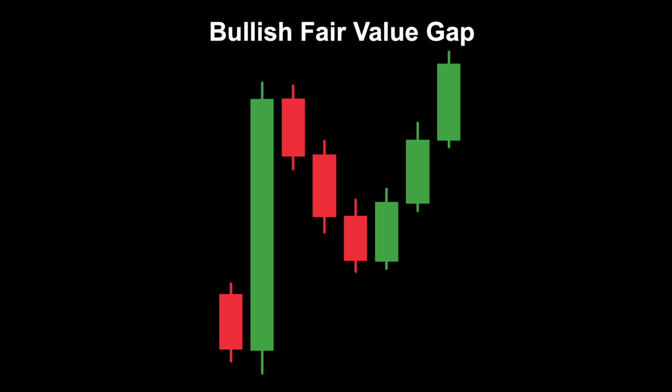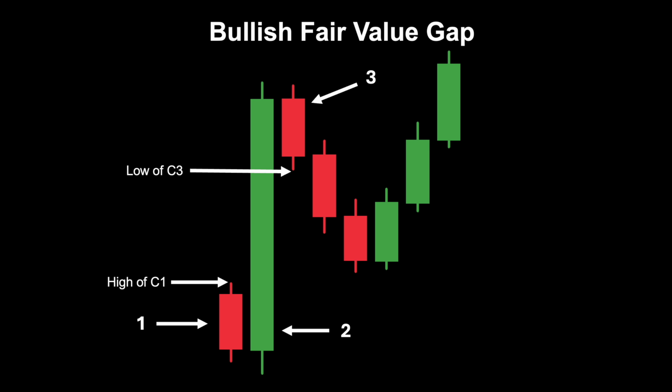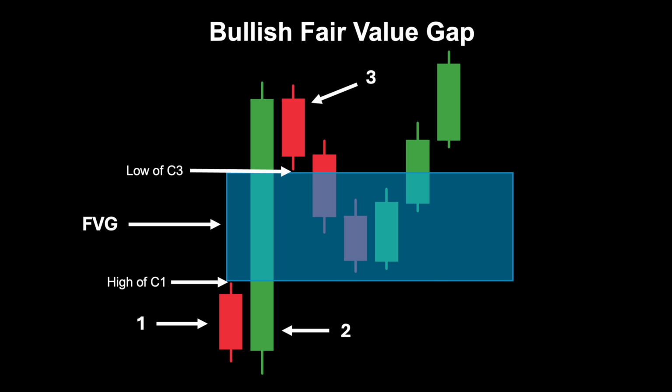Here is the bullish fair value gap step by step. Candle 1, the starting candle. Candle 2, the big bullish impulse. Candle 3, the candle after the move. Draw a line at the high of candle 1. Draw another at the low of candle 3. The blue zone between them is your bullish fair value gap. When price pulls back into this zone, it acts as support and price reverses upward.